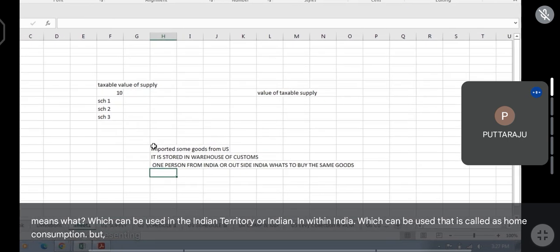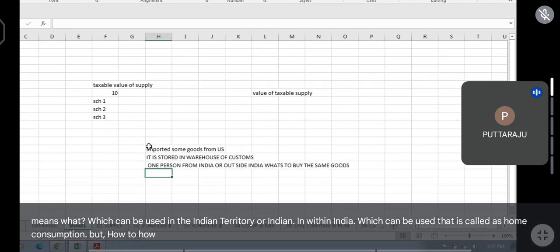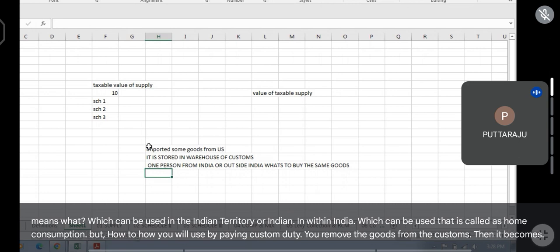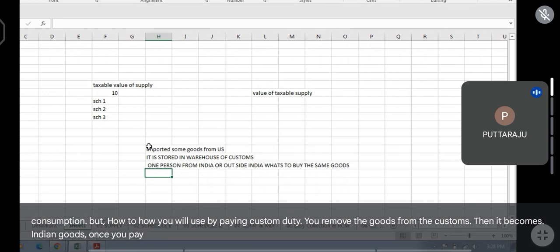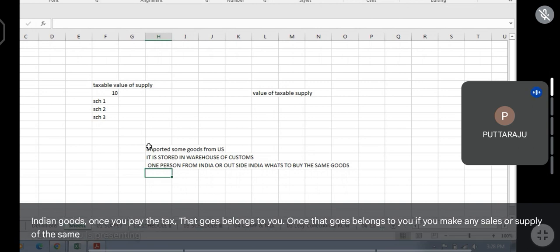But how will you use it? By paying customs duty, you remove the goods from the customs. Then it becomes Indian goods. Once you pay the tax, those goods belong to you. Once the goods belong to you, if you make any sale or supply of the same goods, it will be liable to GST.